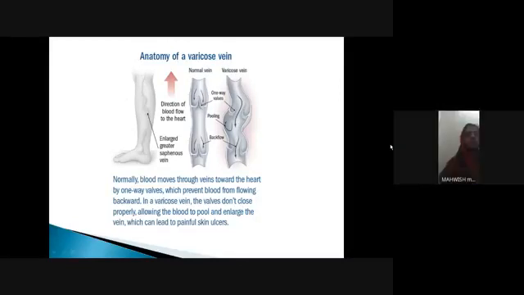Normally blood moves through the veins toward the heart by one-way valves, which prevent it from flowing backward. In a varicose vein, the valves don't close properly, allowing the blood to pool and enlarge the veins, which can lead to painful skin ulcers.